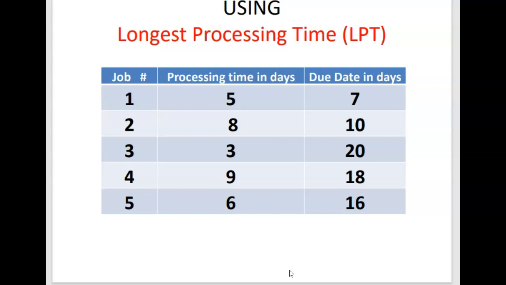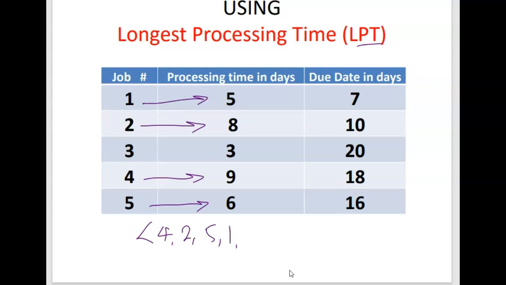Using longest processing time, which is the LPT, if that is our priority, which job are we going to do first here? That means which job has the longest processing time. I said LPT is the opposite of SPT. So the first job here will be what? Job 4, because it's going to take 9 days. Followed by job 2. Followed by which other job? That's job 5. Then job 1. Job 3 will be the job you are going to do last. So that will be the order.